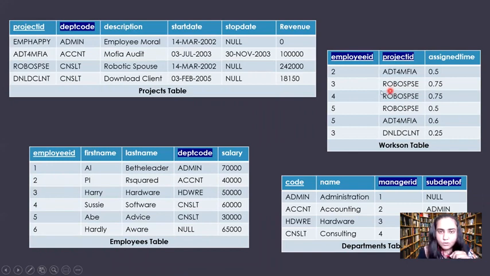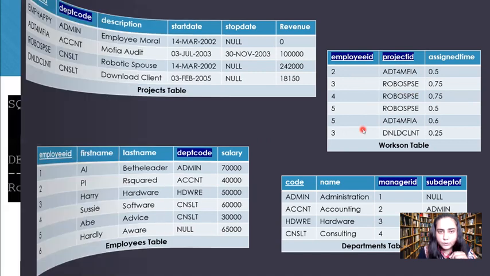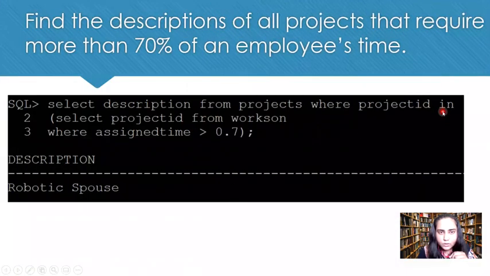And most of the time when we write SQL queries, we do not write considering the actual data inside the table. All we are given is the schema. So based on the schema, we do not know how many project IDs have a time more than 0.7. It could be 1, it could be 2, it could be more. So that is why we are using the IN keyword and not equal to or greater than directly. So here we are writing, first of all, select project ID from works on where assigned time greater than 0.7. And this would return the project ID of robotic spouse twice.